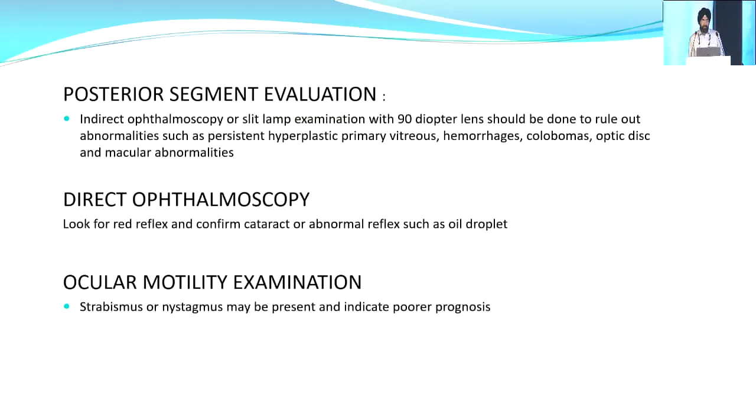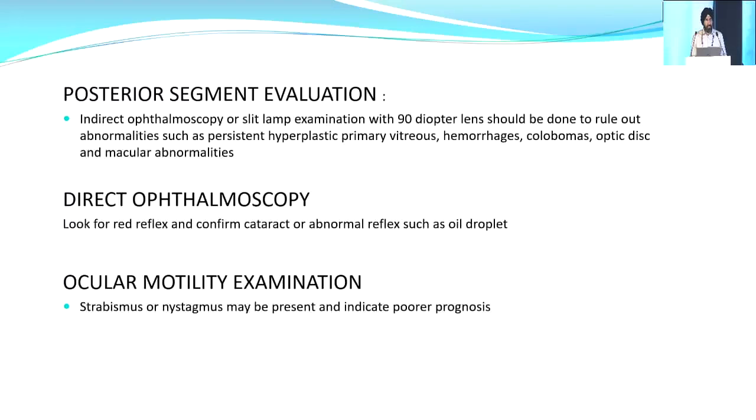Posterior segment examination, where the view allows you, yes, an indirect ophthalmoscopy examination is very good. And to rule out conditions such as PFE, you can have hemorrhages there, colobomas, as was very nicely shown by the previous speaker, optic disc and macular abnormalities. So it's just not the cataract. The visual outcome would depend basically on what's called the retina here. So the outcome is really dependent upon the condition of the retina, the condition of the optic nerve.